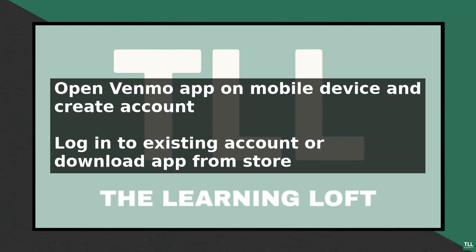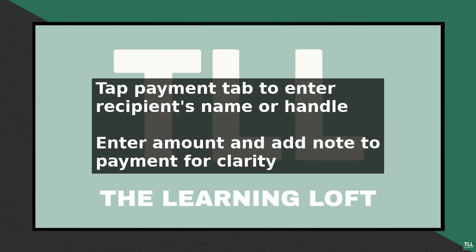After logging in, tap the Payment tab at the bottom of the screen. This will take you to the payment interface where you can enter the recipient's name, phone number, or email address. You can also search for the recipient's Venmo handle if you know it.